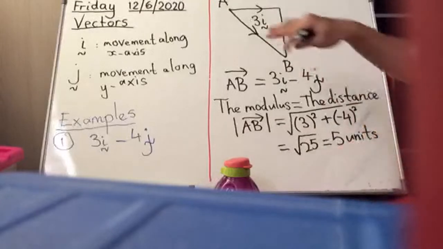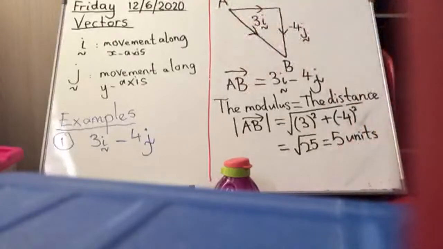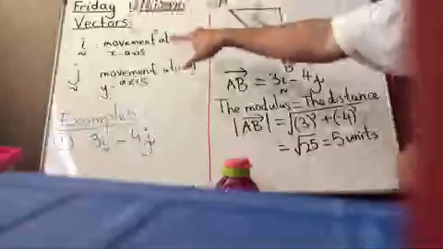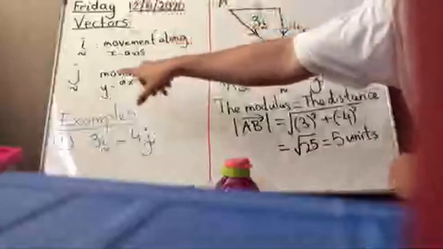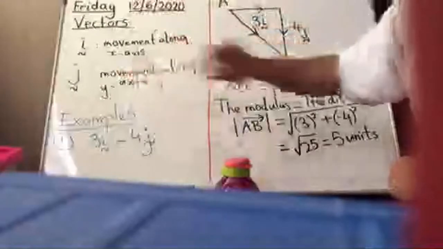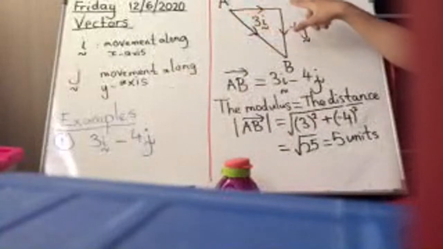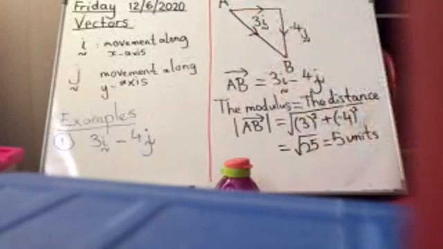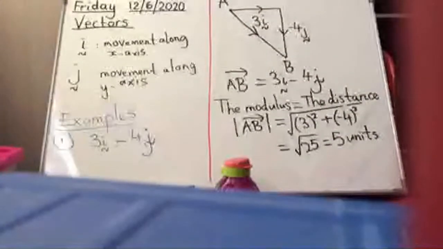Alright, so this is the basic concepts of vectors. Like I said before, the i is along the x-axis and the j is along the y-axis. This is an example, just 3i minus 4j, I'll draw for you. So 3i is going to the right and j is going downwards. So this is the first example. I'm going to take a picture and then I will send it to the group later and I'll give you an exercise later. Okay, let me take the picture first.